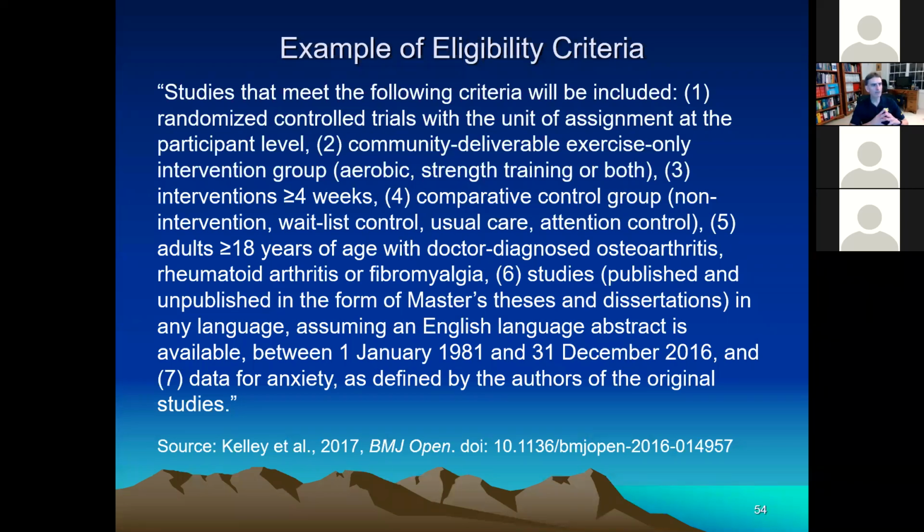4, a comparative control group: non-intervention, wait list, usual care, attention control. 5, adults greater than or equal to 18 years of age with diagnosed osteoarthritis, rheumatoid arthritis, or fibromyalgia. 6, studies published and unpublished in the form of master's theses and dissertations in any language, assuming an English language abstract is available, between January 1981 and December 31st, 2016. And 7, our primary outcome in this study, data for anxiety as defined by the authors of the original studies.